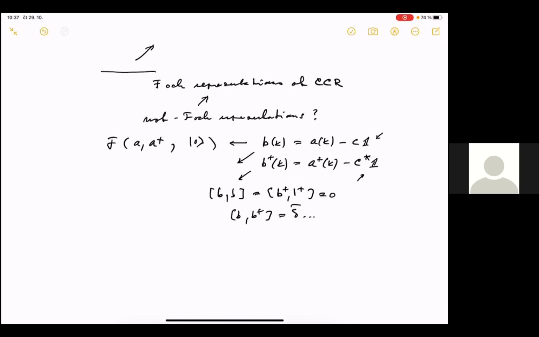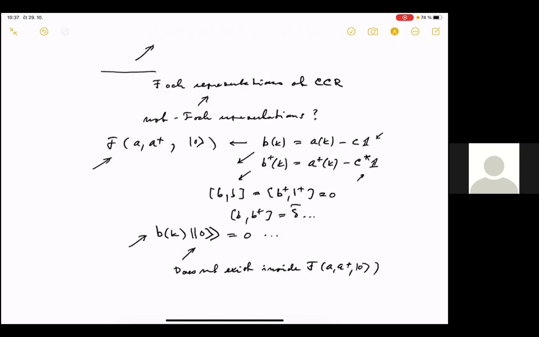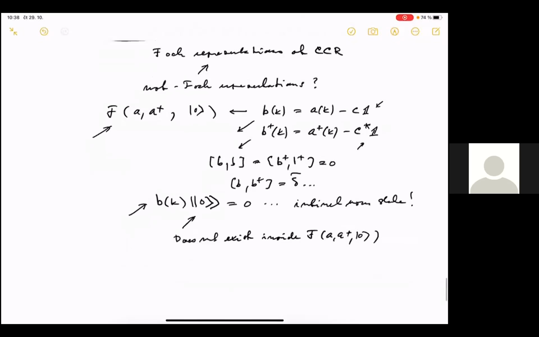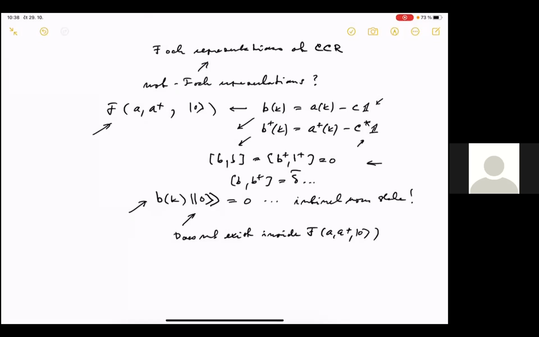But if we would like to find some vacuum state with respect to these annihilation operators b_k, let us denote it in such a way, we would find that such a state doesn't exist inside this Fock space. Simply because the only possible algebraically consistent vector which should have this property would be of infinite norm with respect to the scalar product on this Fock space. And therefore, such a representation with these b's is not a Fock representation. It has no vacuum state.